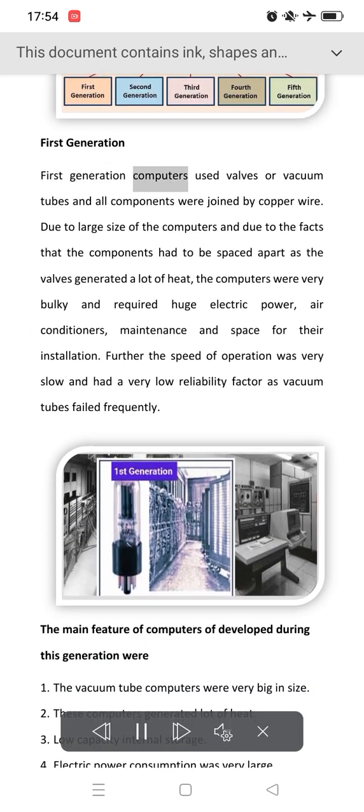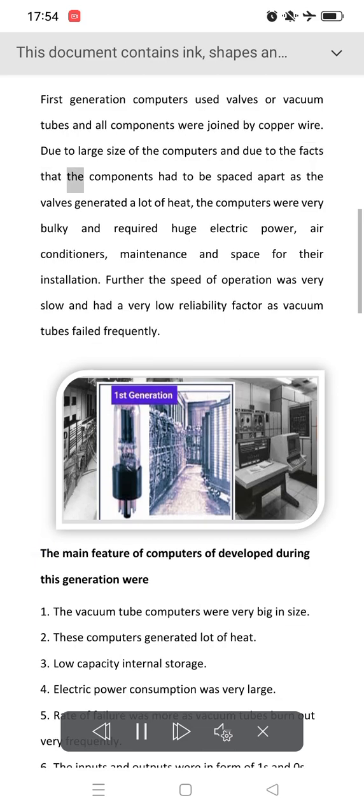First generation computers used valves or vacuum tubes and all components were joined by copper wire. Due to large size of the computers and due to the facts that the components had to be spaced apart as the valves generated a lot of heat, the computers were very bulky and required huge electric power, air conditioners, maintenance and space for their installation. Further, the speed of operation was very slow and had a very low reliability factor as vacuum tubes failed frequently.